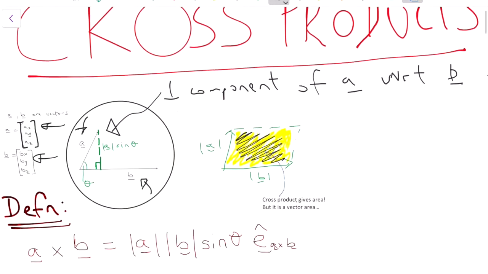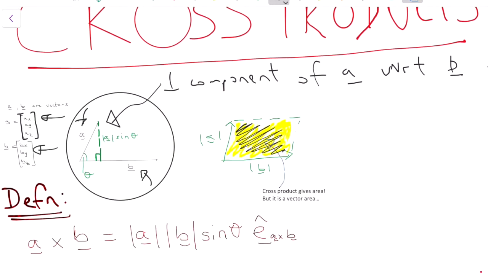Well, then we define the cross product as A cross B is equal to the magnitude of A times the magnitude of B times sine of theta times this unit vector, unit vector E in the direction of A cross B. Well, okay, let's unpack this a little. Well, this is the magnitude, and this is the direction, right?